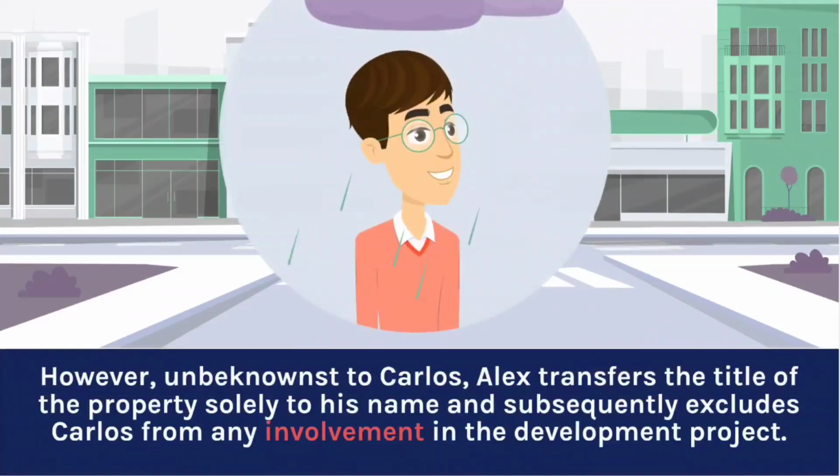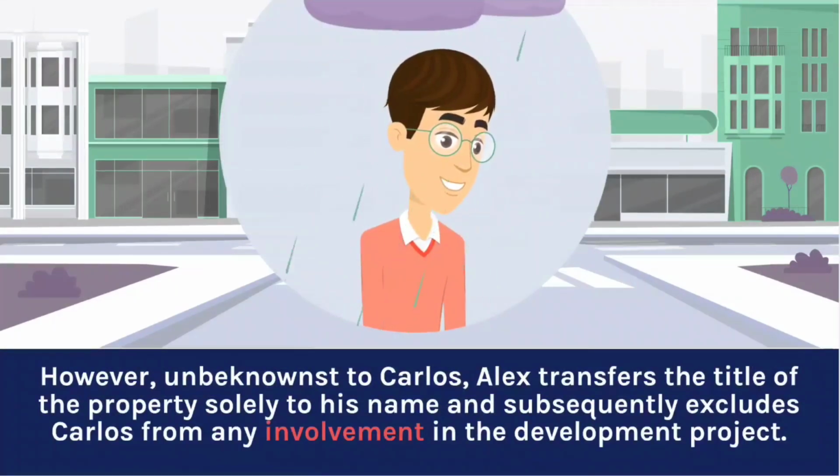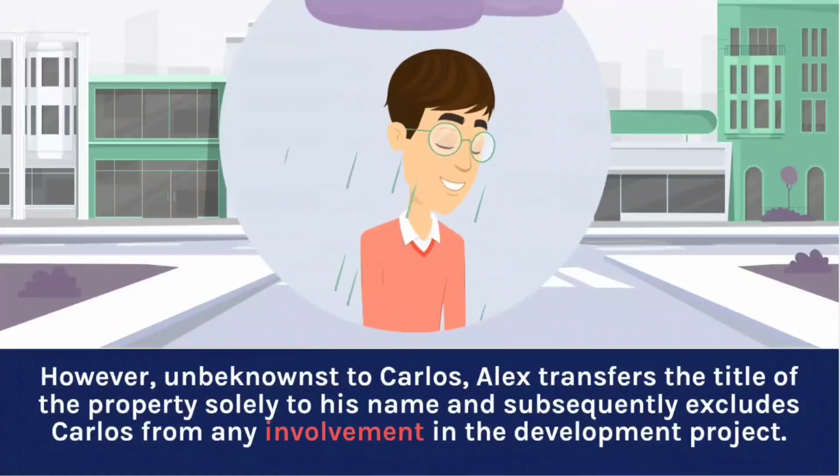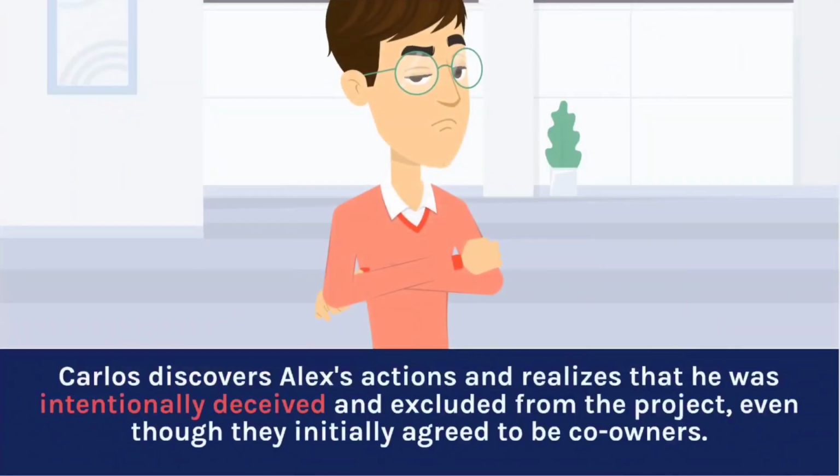However, unbeknownst to Carlos, Alex transfers the title of the property solely to his name and subsequently excludes Carlos from any involvement in the development project. Carlos discovers Alex's actions and realizes that he was intentionally deceived and excluded from the project, even though they initially agreed to be co-owners.